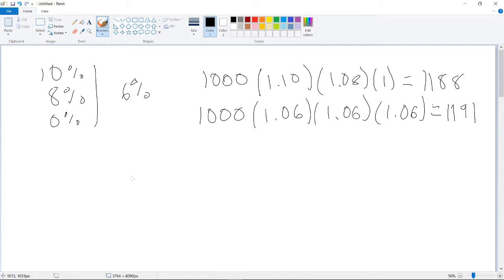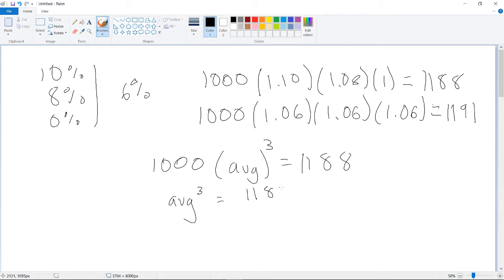So what we did here was we plugged in our average, right? What we want is to say 1,000 times the average to the third power gives us the correct answer, this 1188. That makes sense, right? So this is the number we're looking for. And the way to do it is, let's divide by 1,000. So the average to the third power gives us 1188 divided by 1,000.